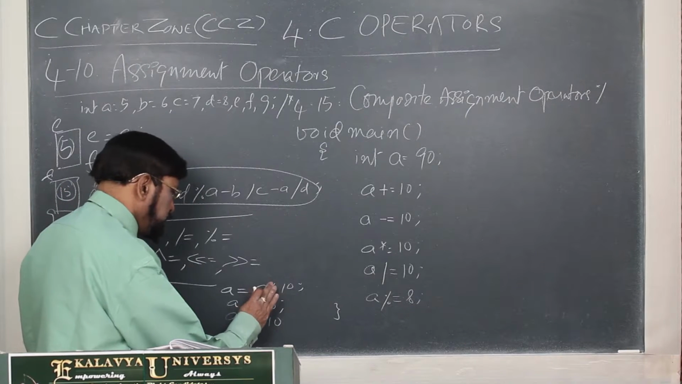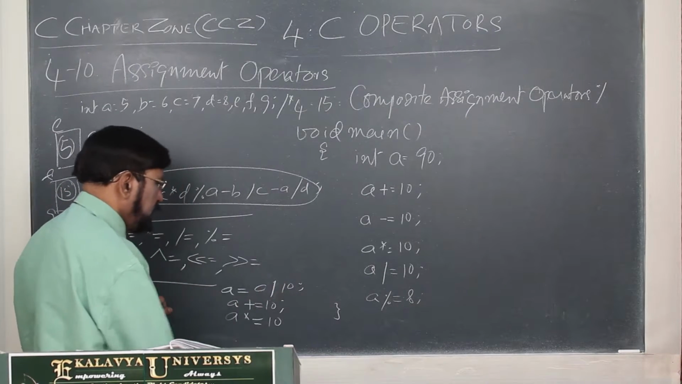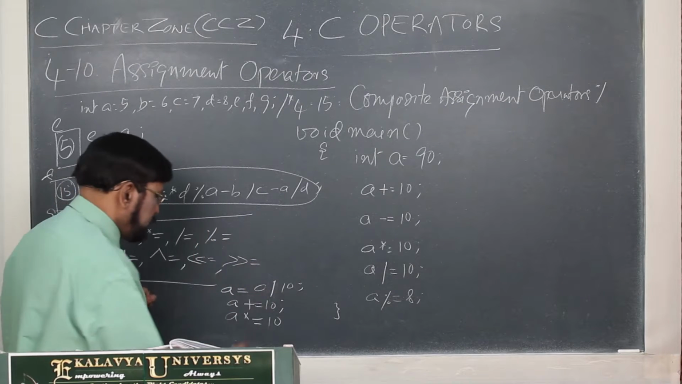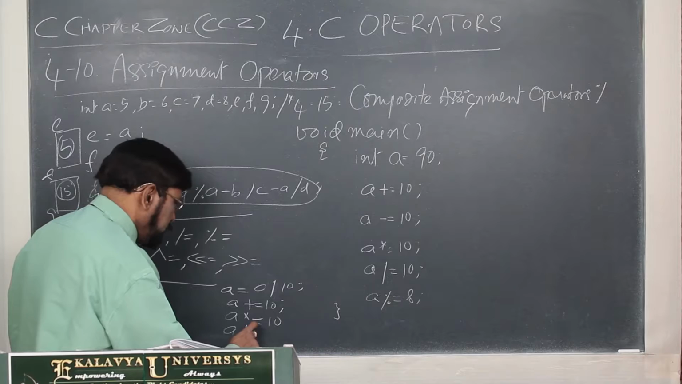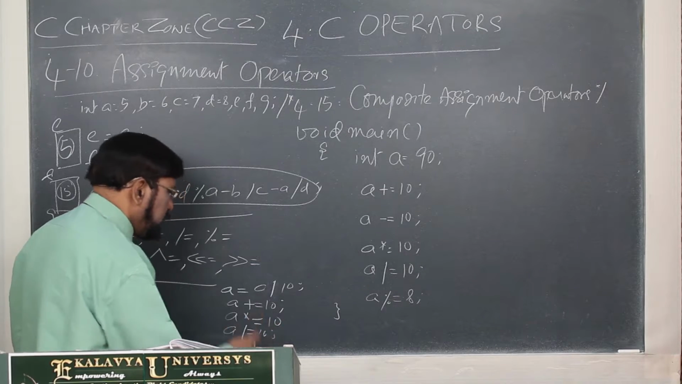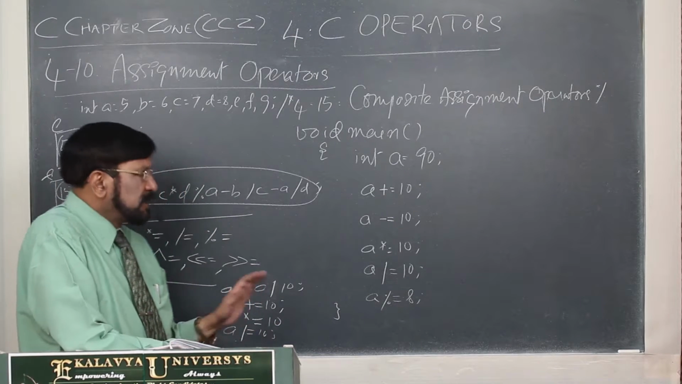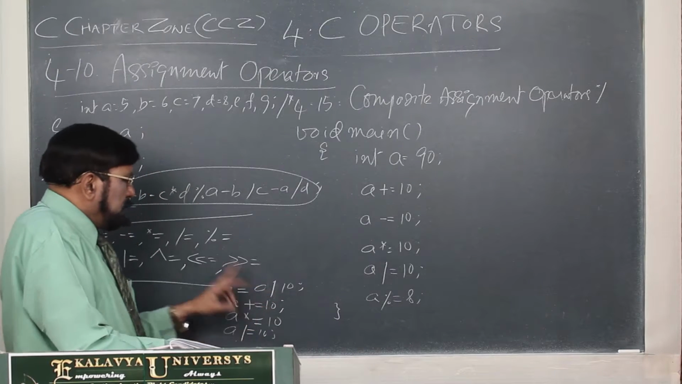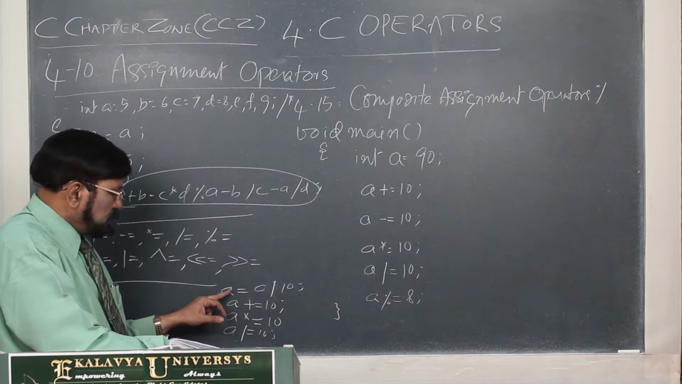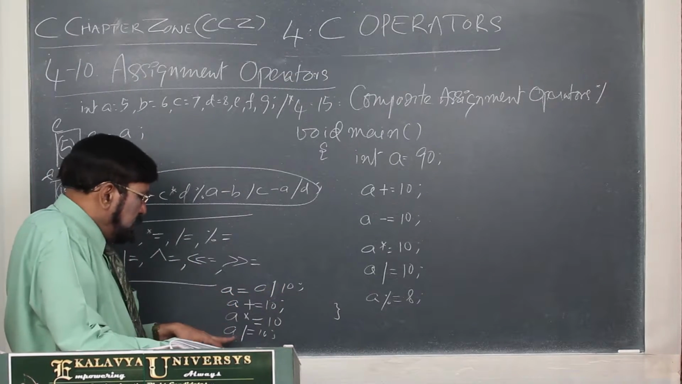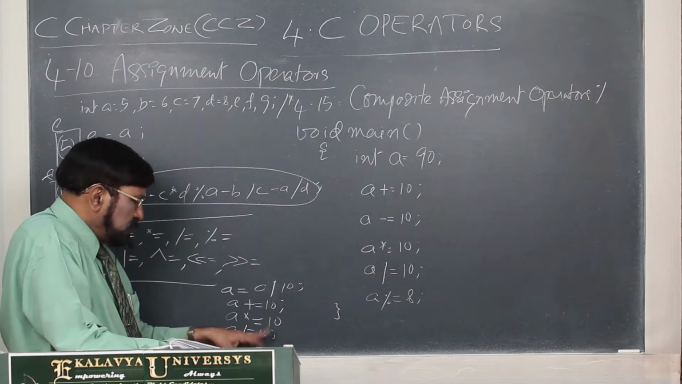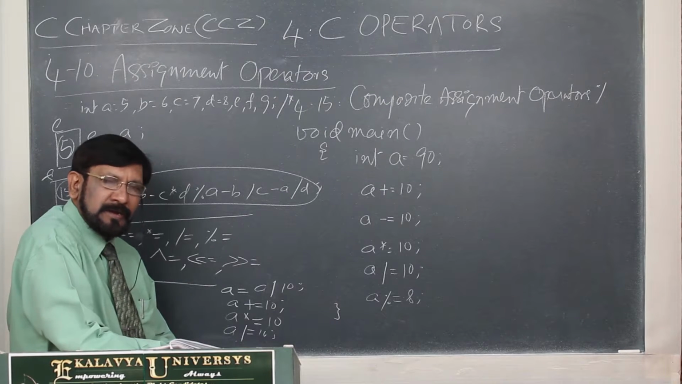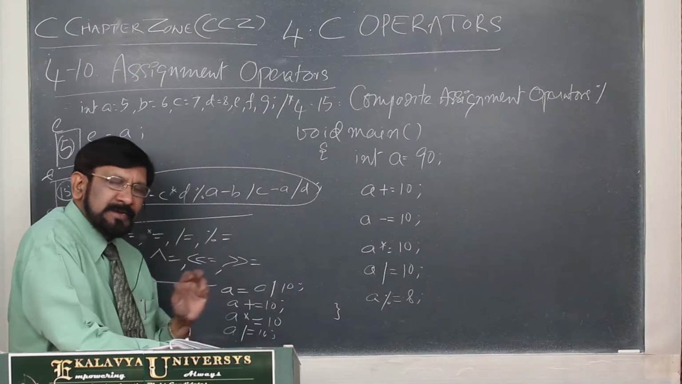Suppose this is a division, a is equal to a by 10. Then how can you write? a division equal to 10. Like that you can write. These are shorthand operators, but the results are one and the same. If you write a is equal to a by 10, or if you write the composite operator division equal to 10, the result is one and the same.